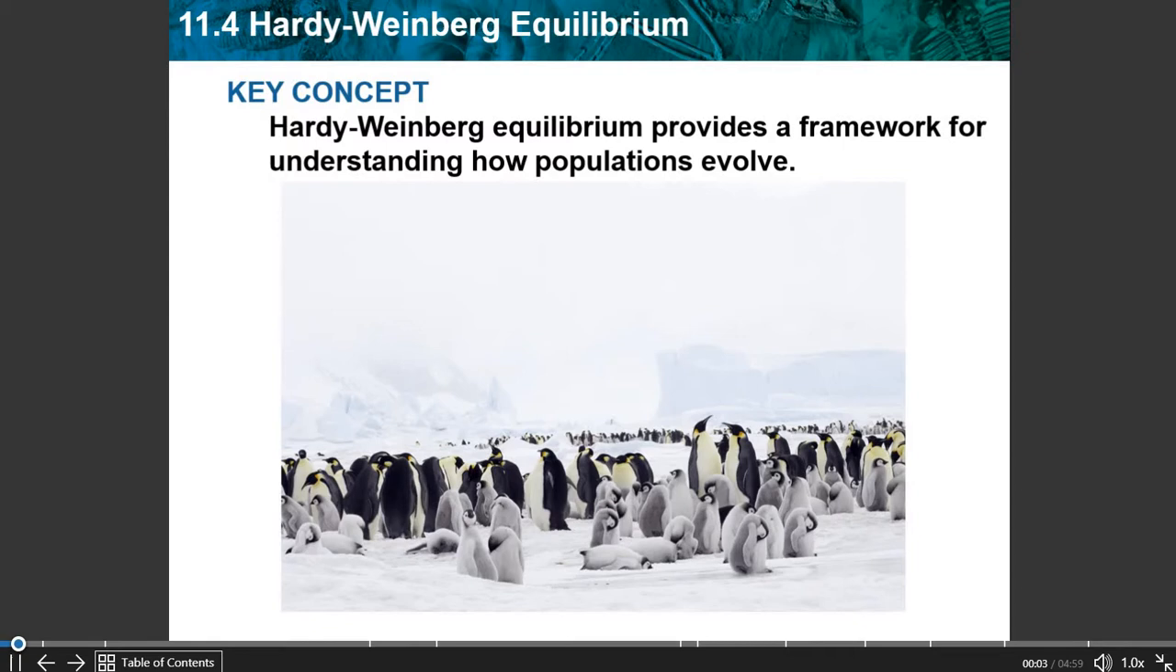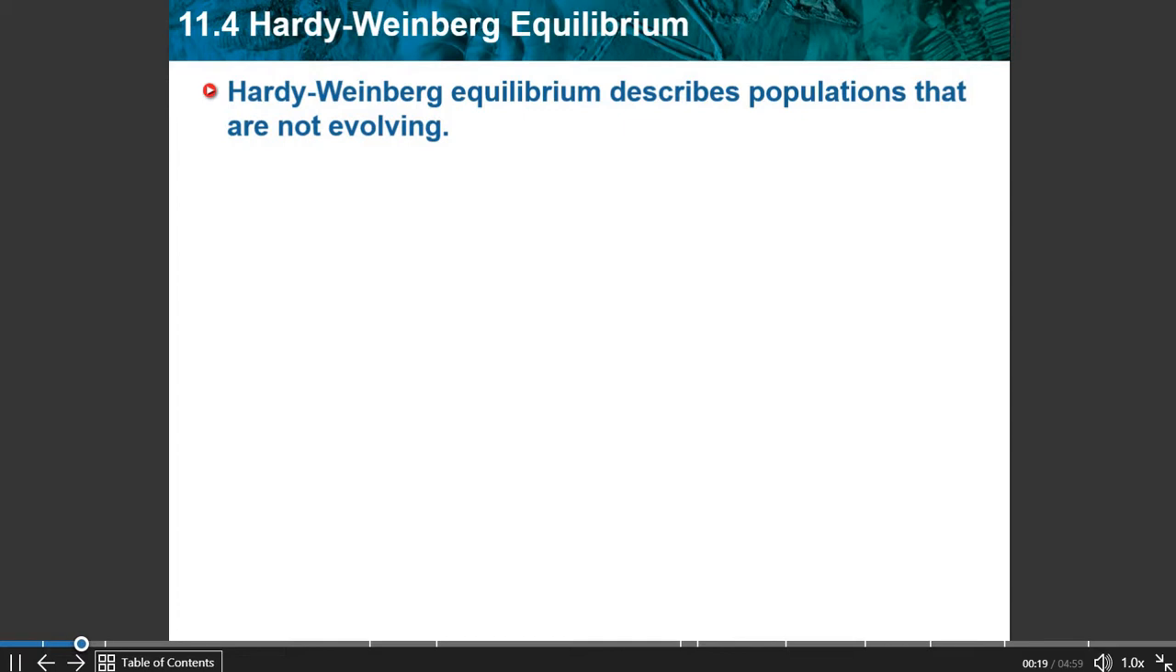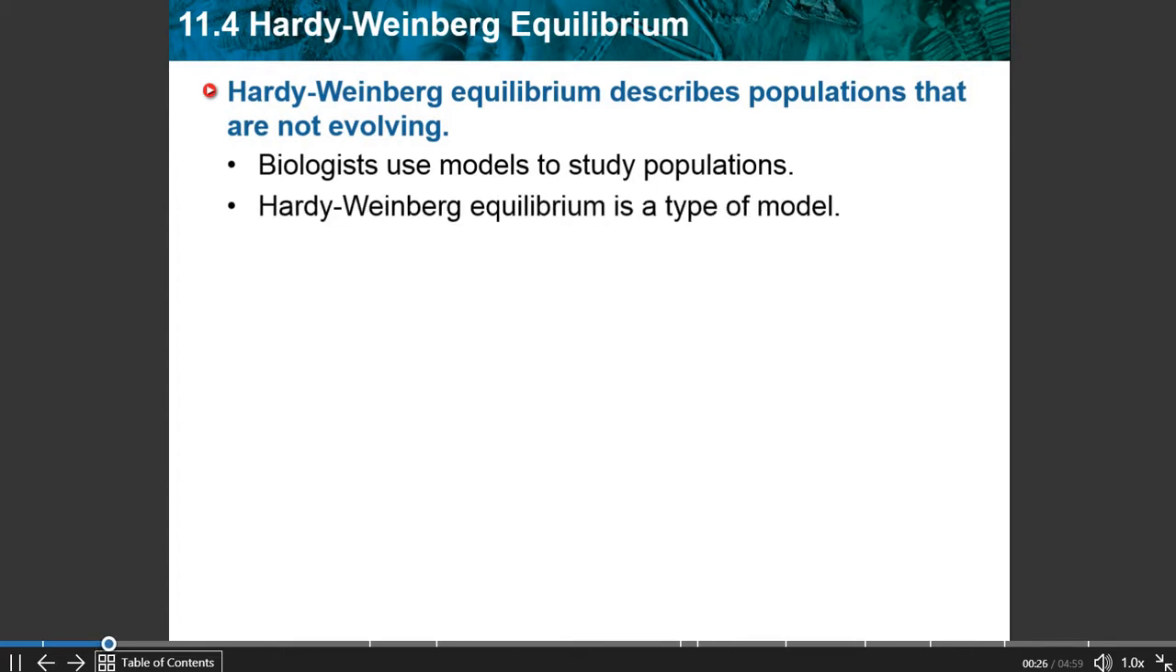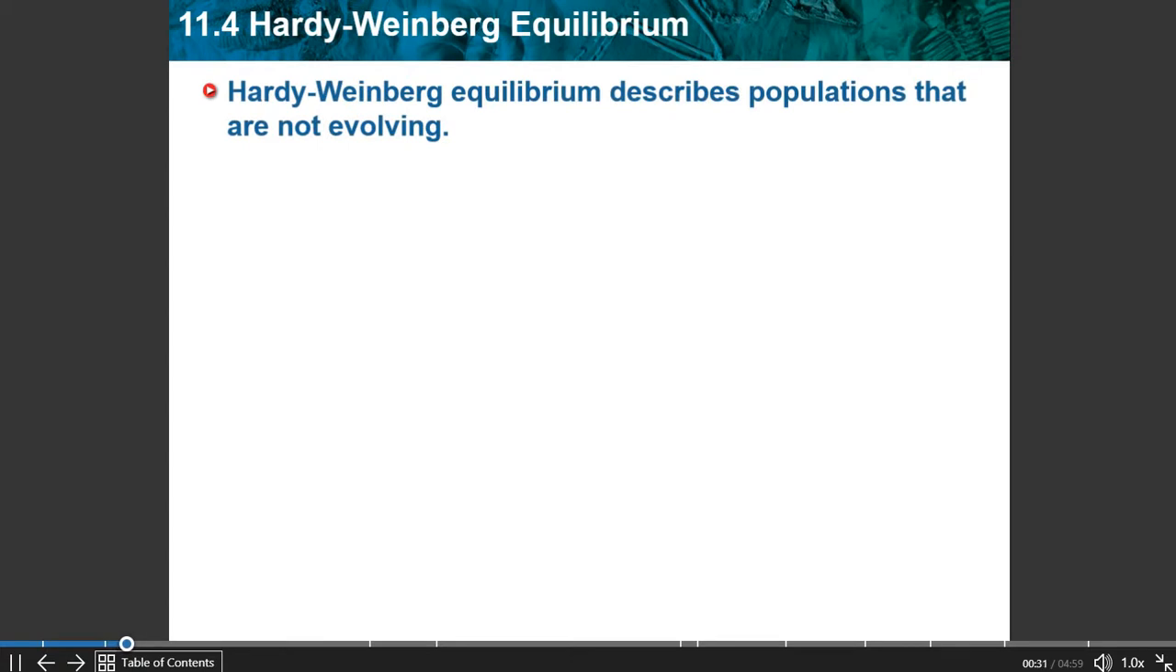In 11.4, we're going to be looking at what is known as the Hardy-Weinberg principle or Hardy-Weinberg equilibrium. Hardy-Weinberg equilibrium describes populations that are not evolving. Biologists use models to study populations. Hardy-Weinberg equilibrium is a type of model. Genotype frequencies stay the same if 5 conditions are met.